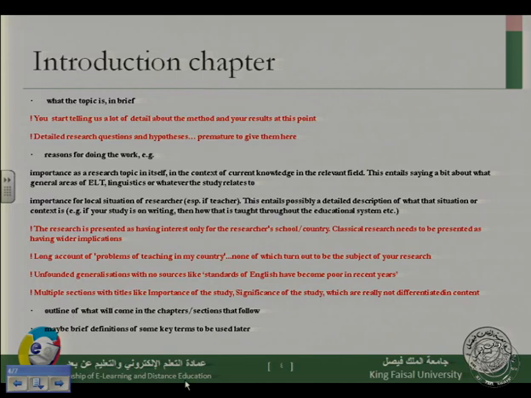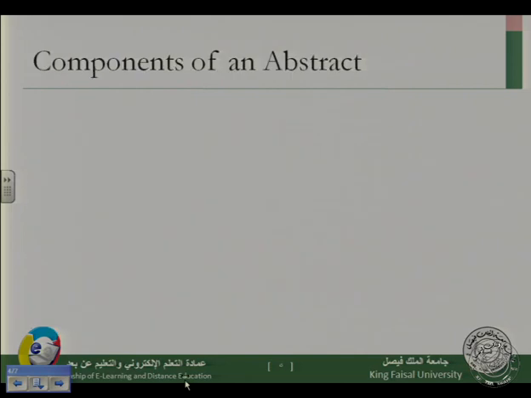Maybe brief definitions of some key terms to be used later. Let's say that you are going to use some hard or difficult terminology. Let's say that you are going to use the word language attrition. You need to define the word attrition. Attrition is a sophisticated word for forgetting, language forgetting. When you forget some pieces of language, it's called attrition. So it's good to have a section of definitions of the difficult terms. So these are the components.